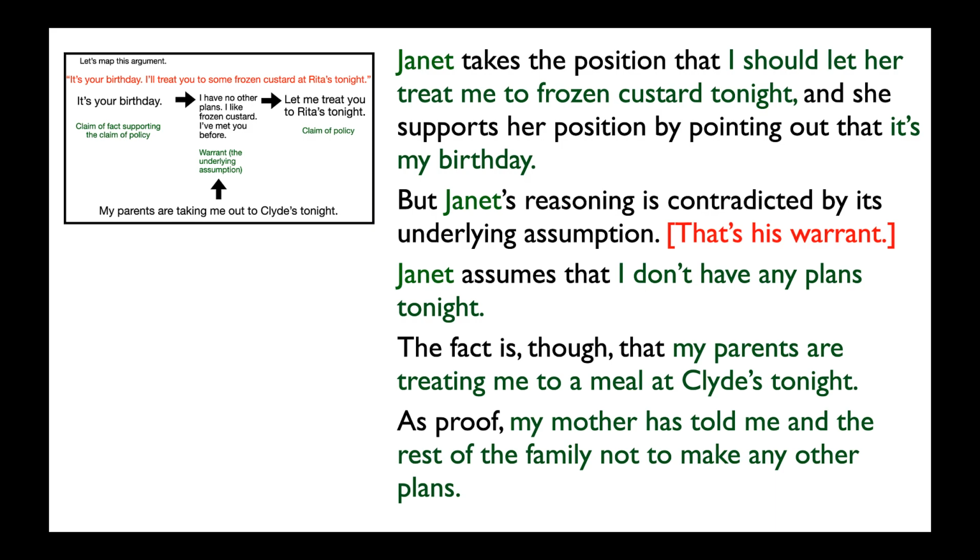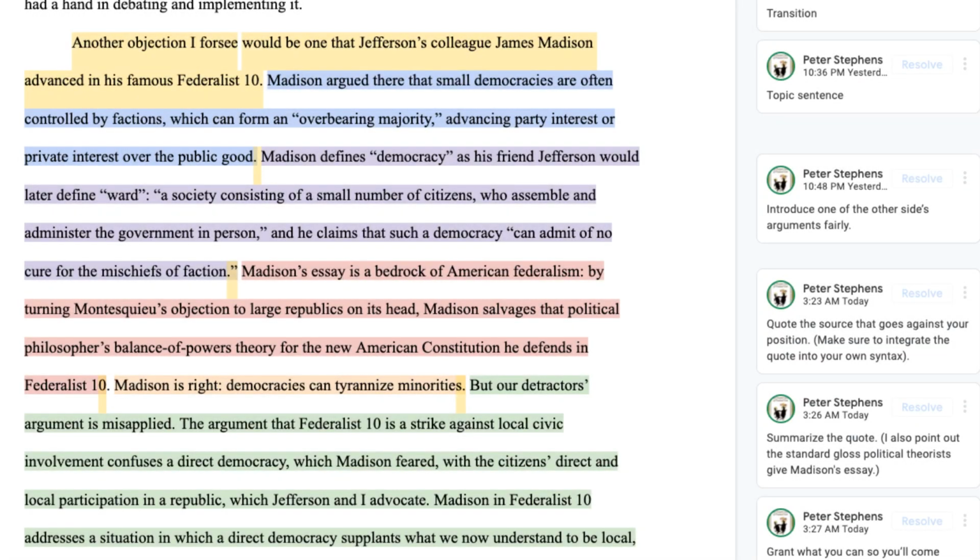So there's your body paragraph if you put all those pieces together. That's how you attack an underlying assumption in your refutation. The last thing we'll do is go over one of the body paragraphs in the sample paper's refutation.